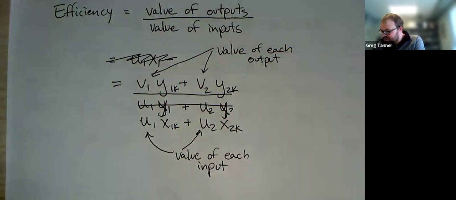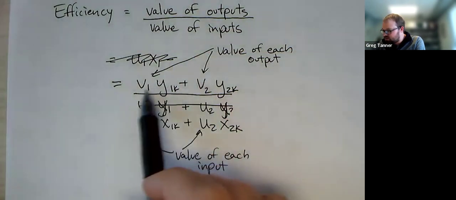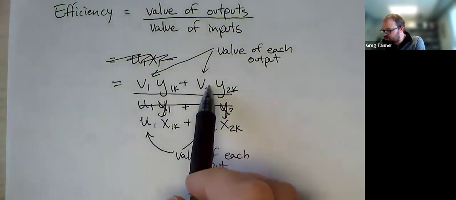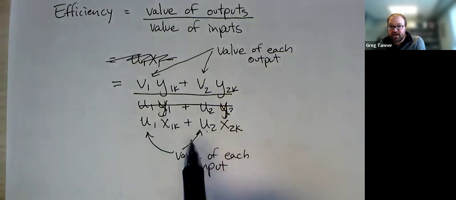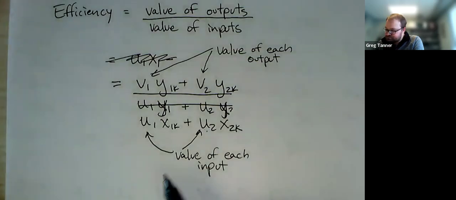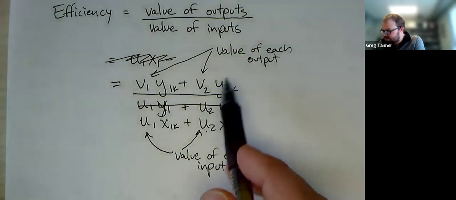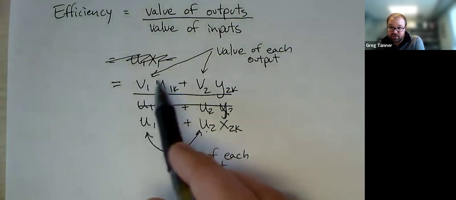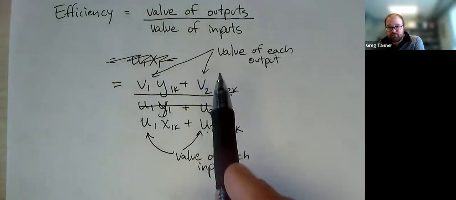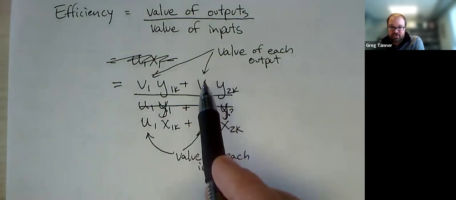Okay. And so here's the idea of DEA from the dual perspective: each DMU gets to choose the value that it places on each of the outputs and the value that it places on each of the inputs. Now, if I were a DMU, I would want to put a small value on the outputs that I'm not very good at producing and a high value on the outputs that I am good at producing.